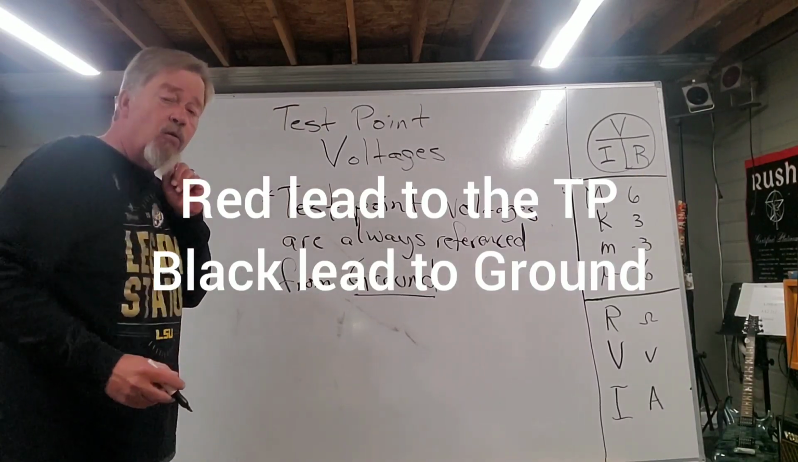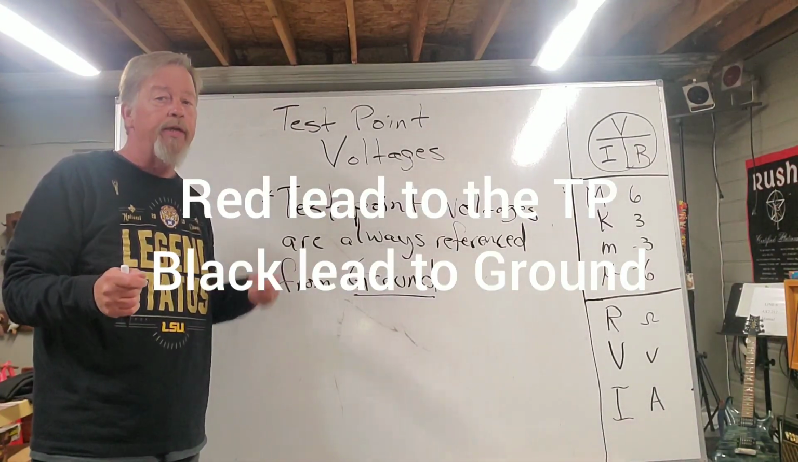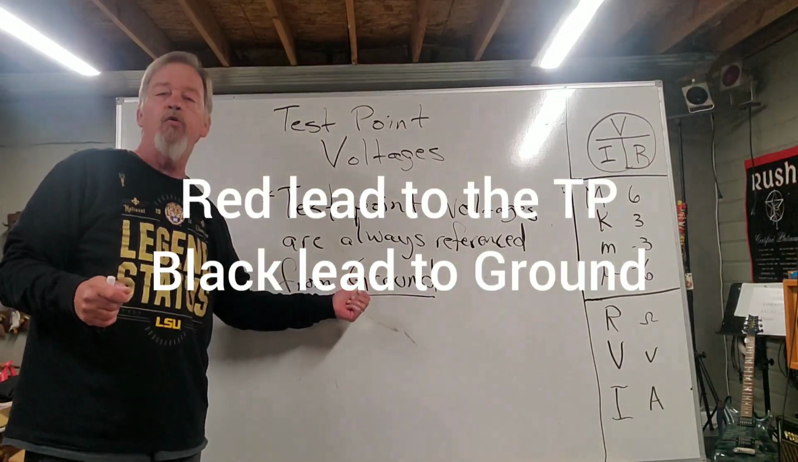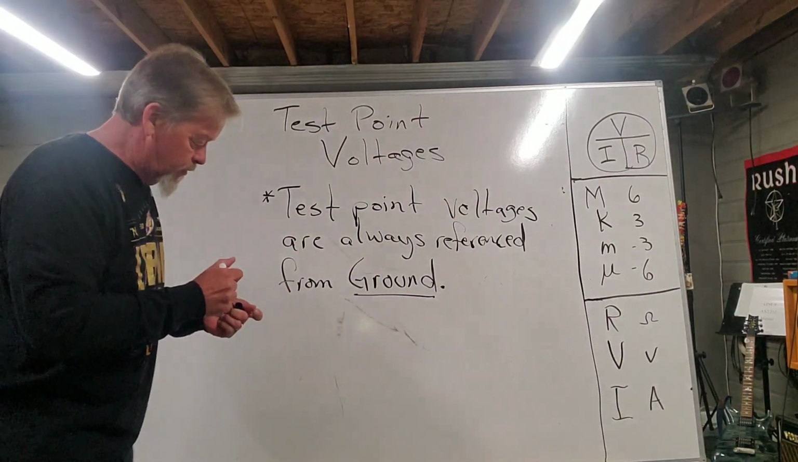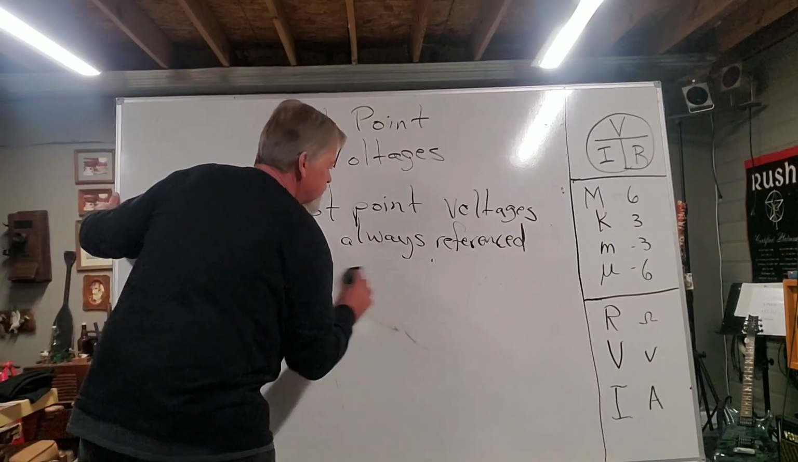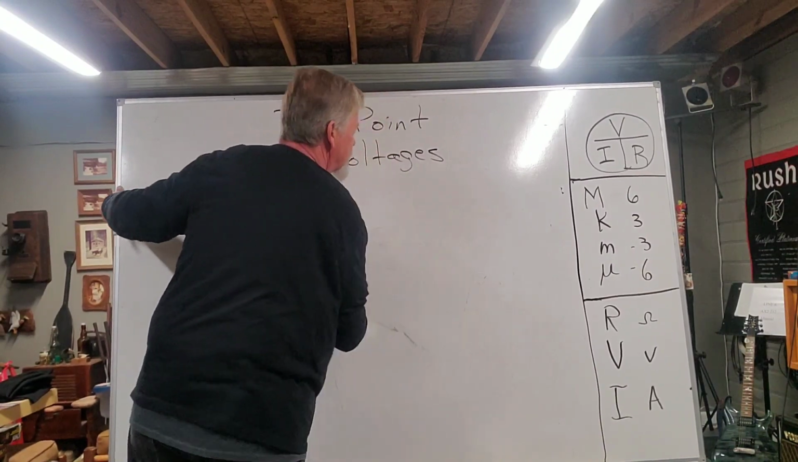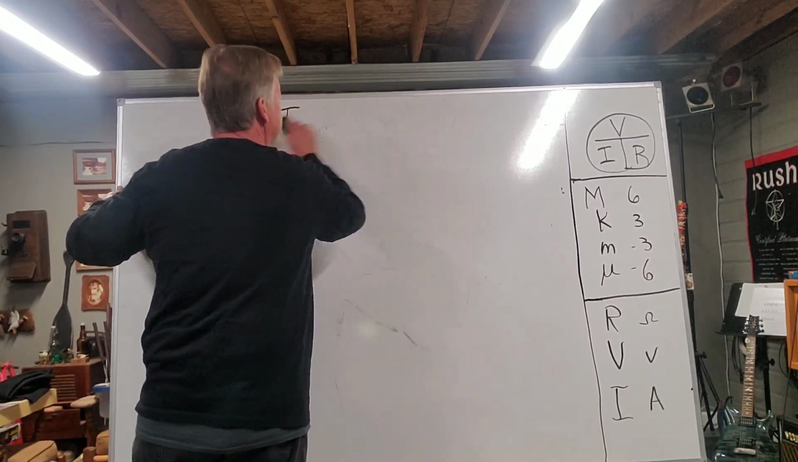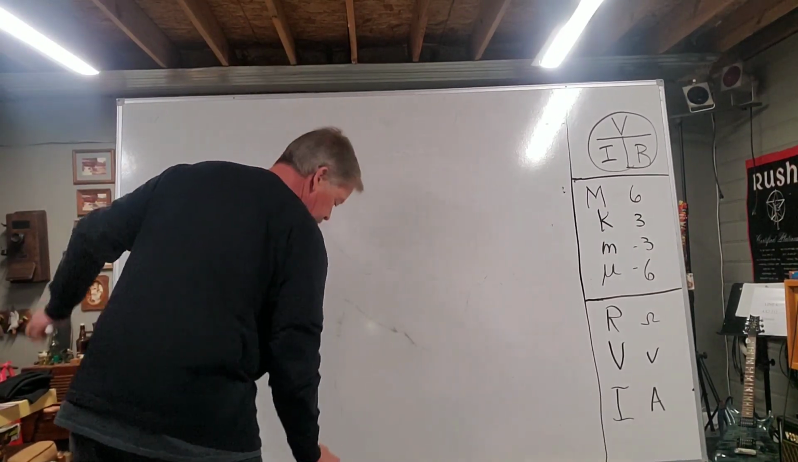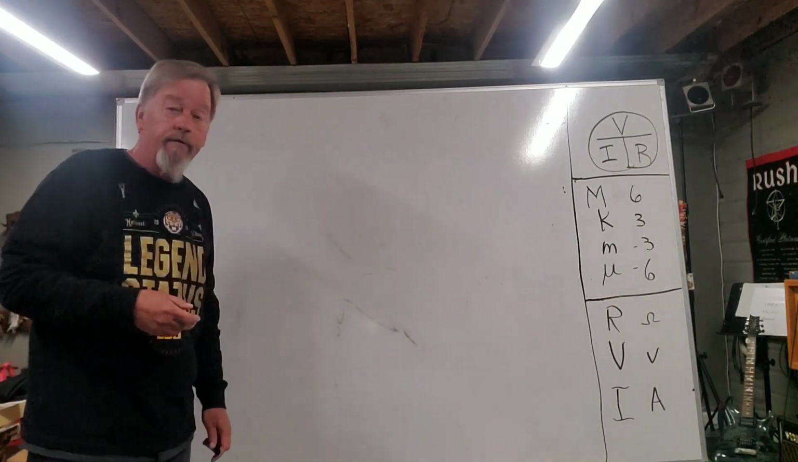So the big thing to know about test point voltages is the red lead goes on the test point and the black lead goes to ground. Okay, so y'all do know to pause it and then write down what I've got.